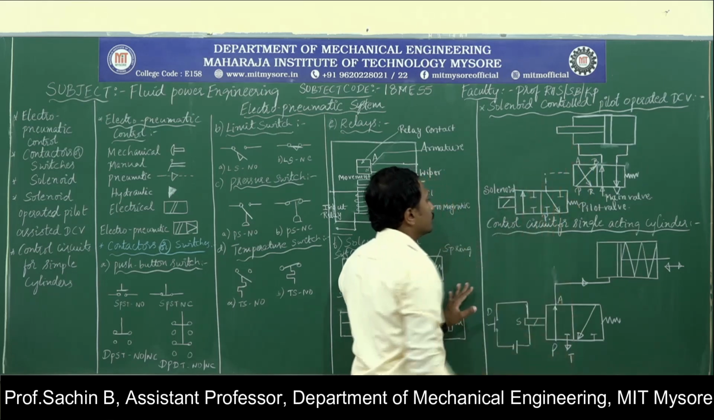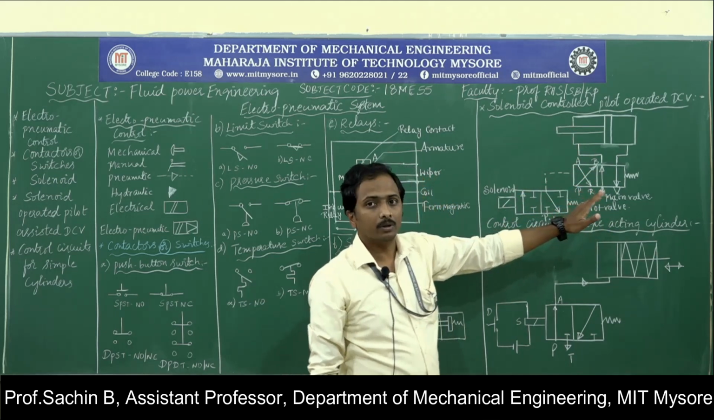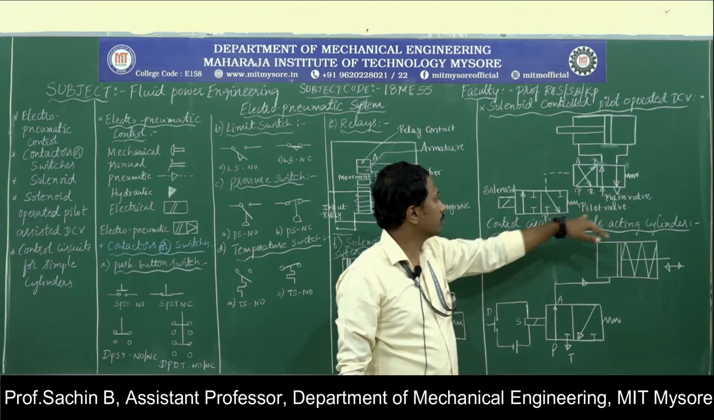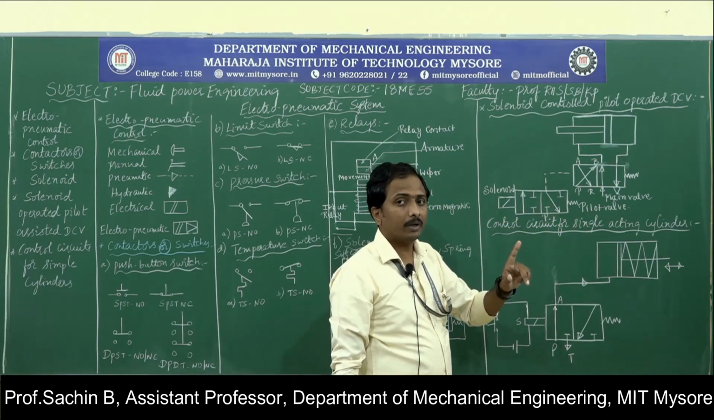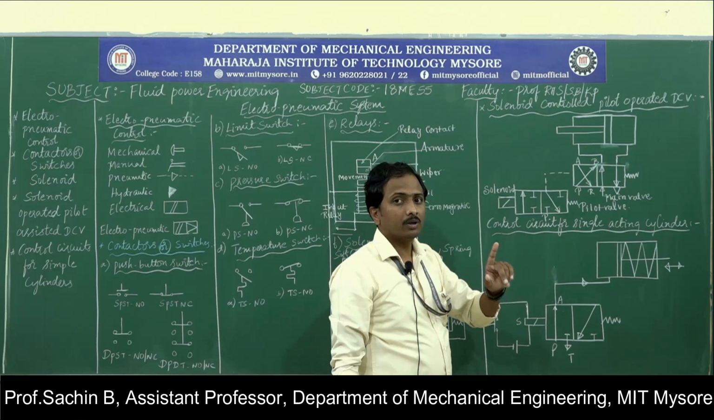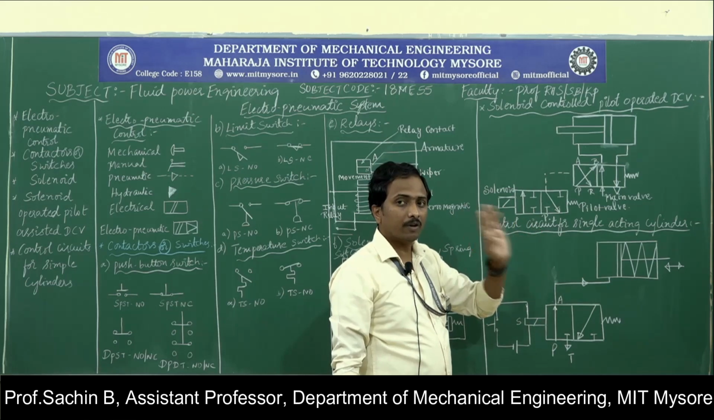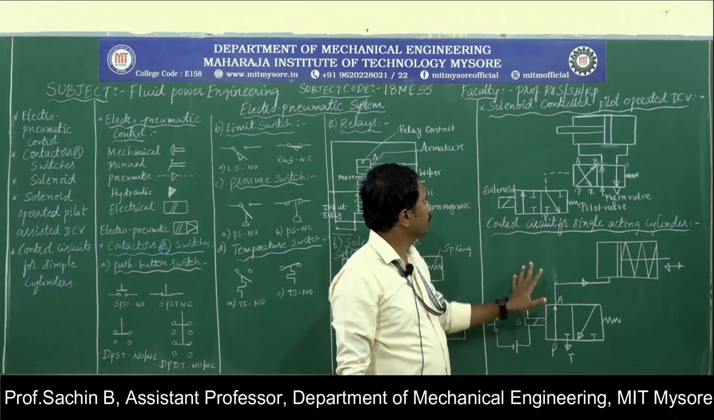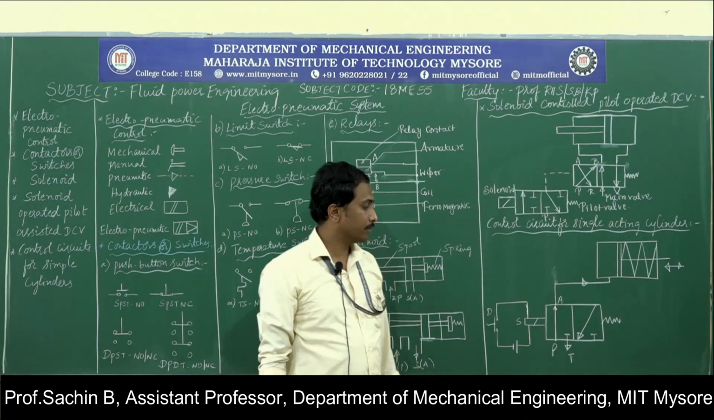This is about how the solenoid operated pilot control valve plays a major role in the direction control valve. Means we are using the pilot operated valve just for the purpose of giving some additional force to the main valve to continue and perform the operations in a proper manner. That is why we are using the pilot operated direction control valve.